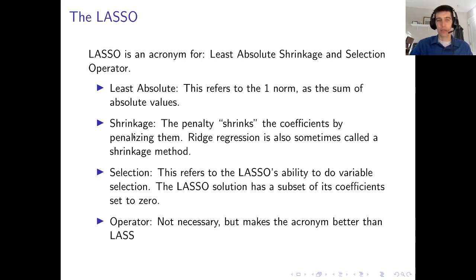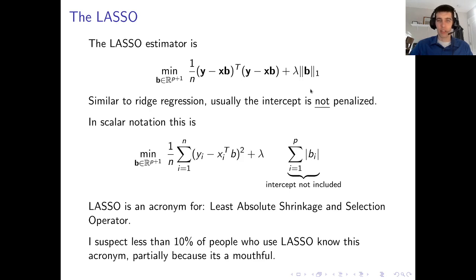Shrinkage. This is called a shrinkage method. Ridge regression is also called a shrinkage method, and the reason is, let me jump back to the optimization problem. We minimize mean squared error plus some one norm penalty here. By penalizing the length of b, we are encouraging it to be small. This is why it's called a shrinkage estimator: we're penalizing, thereby encouraging the result to have small length.